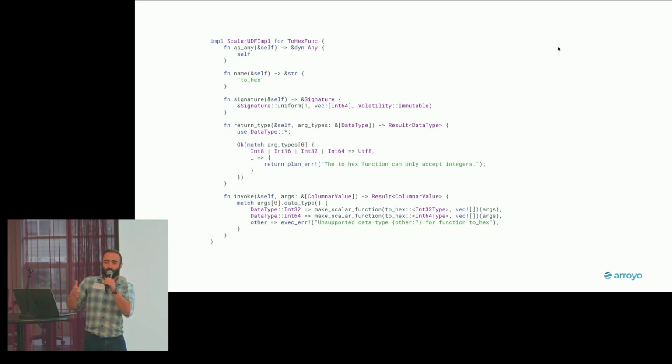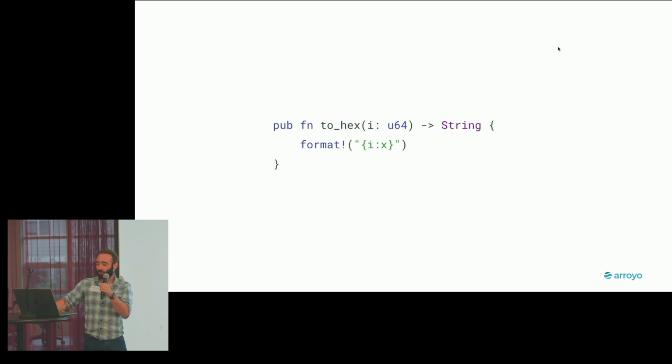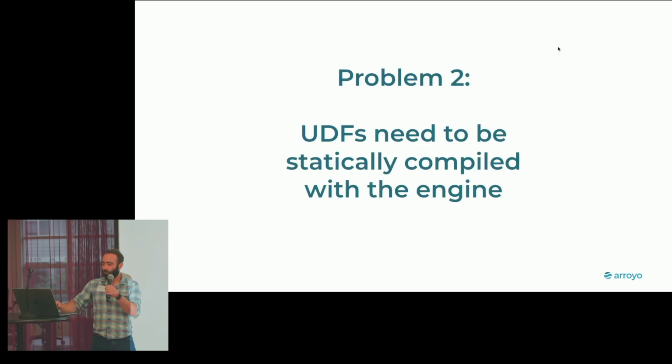So looking back at that 2-hex function, there's a lot of complexity here that's not really related to the problem they're actually trying to solve. If you look at the actual implementation of the 2-hex, there's just a lot of code for something that's pretty simple. A user ideally just wants to write this. They just want to implement their business logic and not think about how do we convert all these different arrow types into a Rust type? How do we produce our result into an arrow array? They just want to implement whatever they care about.